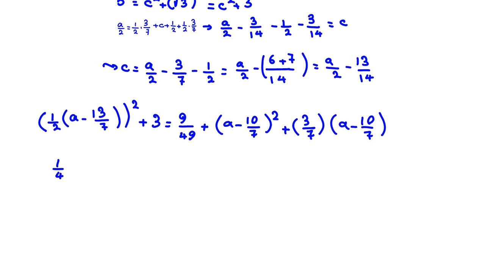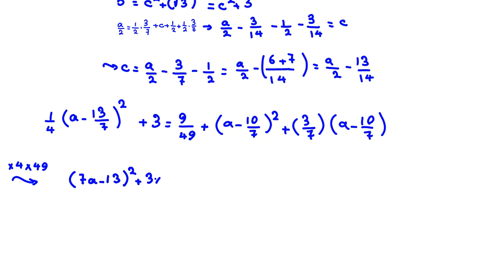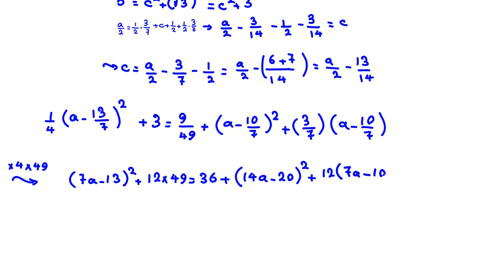1/4. So let's write this one as this is squared. 1/2 squared is 1/4. Now I want to get rid of denominators. So I multiply both sides by 7 times 49. So here 4 will be cancelled, and 49 inside squared will be 7. 7A minus 13 whole squared plus 3 times 4. Let's write it as 12 times 49. This one 49 will be cancelled. 4 times 9, 36. Plus 4 and 49 inside square, it will be 2 times 7, 14A minus 20 whole squared plus 4 times 3, 12, and 7 will be cancelled by 49. 7A minus 10. Okay.